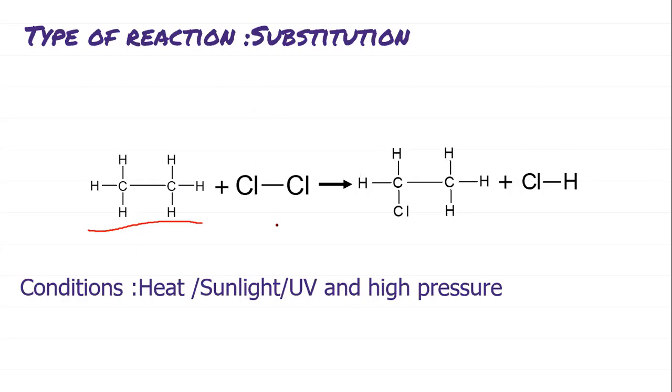Now, if I ask you what type of reaction will take place here, you will definitely tell me that this cannot be substitution, rather this cannot be oxidation. Why can it not be oxidation? Because it's not burning in the presence of oxygen gas. But I can see that this ethane, this alkane, is reacting with chlorine gas.